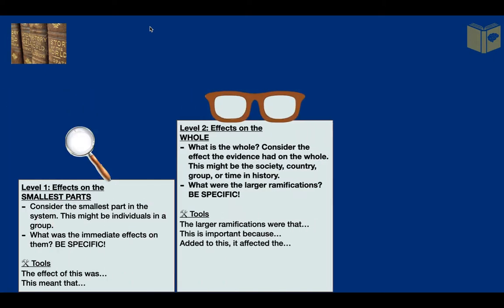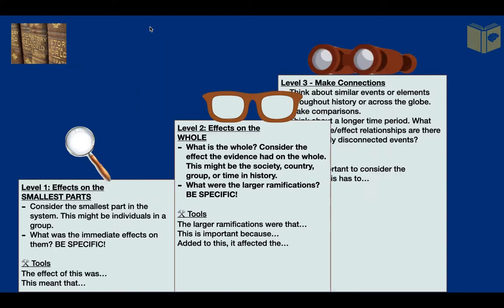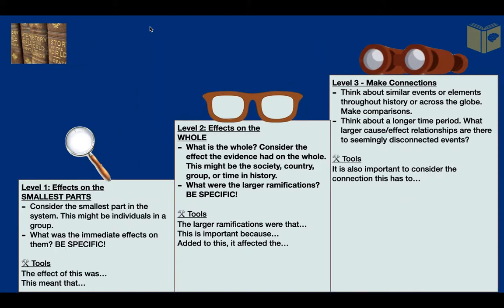But how would this look in a history class? Well, we still do the same thing. We consider the smallest parts of a system in level 1. Now, this might be individuals in a group, for instance, the people in a society. And we want to be specific about effects of whatever evidence we're talking about, what it has on them. Level 2, we consider the whole. Now, if level 1 is this, the whole system might be a country, a group, a religion, whatever. And then at level 3, we make these broader connections to other times in history, other countries, whatever.